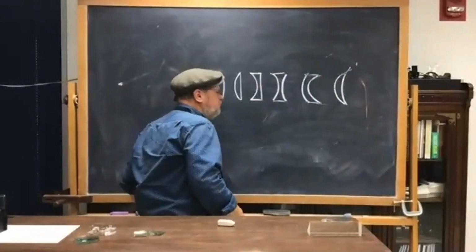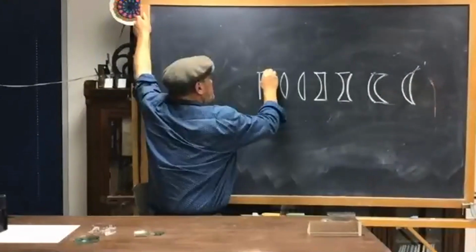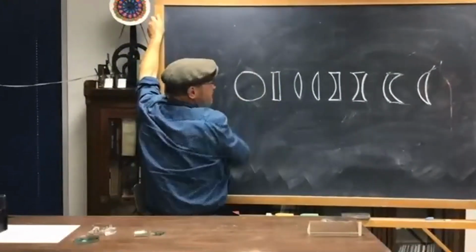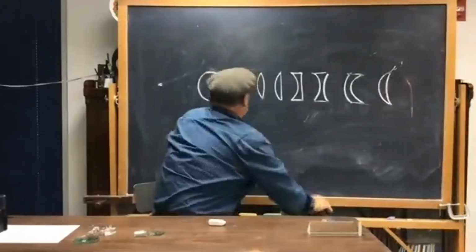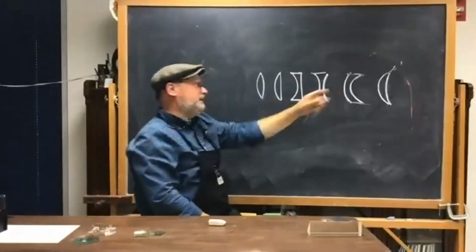Some people will include a plain sheet of glass and maybe a sphere. And we don't need this, so I'm going to get rid of those. And we're going to concentrate on these.